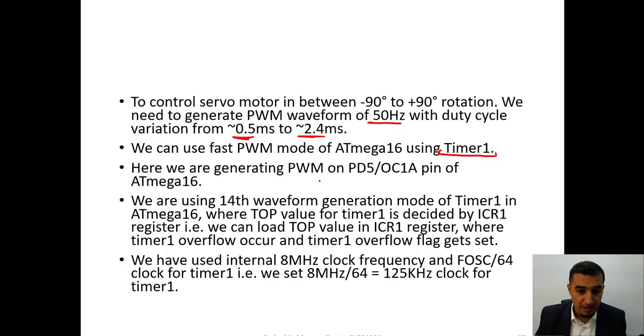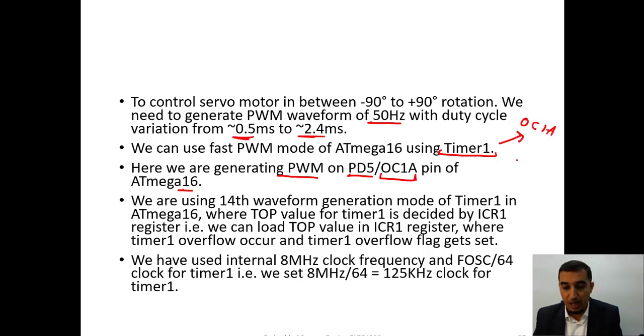So here we are generating the pulse width modulation signal at PD5, which is output compare 1A of the Atmega16. Remember, timer 1 has two outputs, output compare 1A and output compare 1B. We will be using the 1A output. Here we are using the 14th waveform generation mode of timer 1 in the Atmega16. The top value of timer 1 is decided by ICR1.